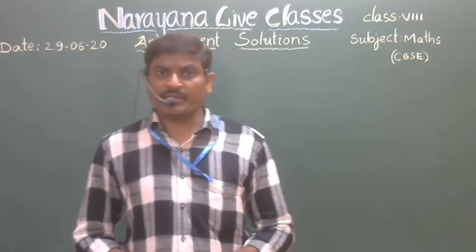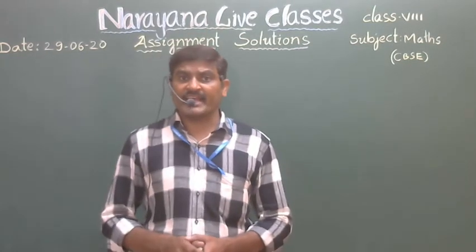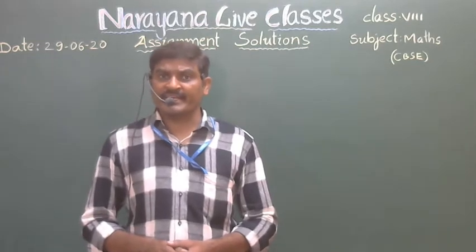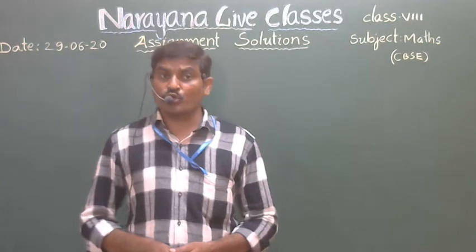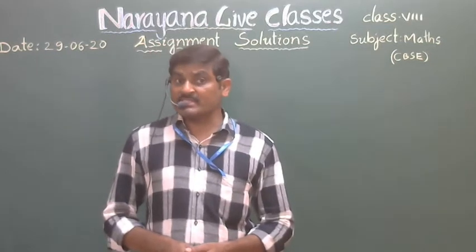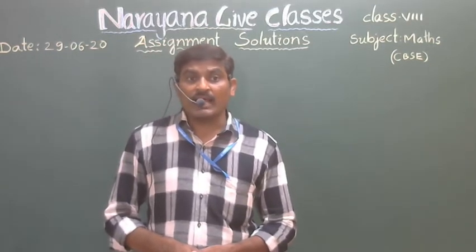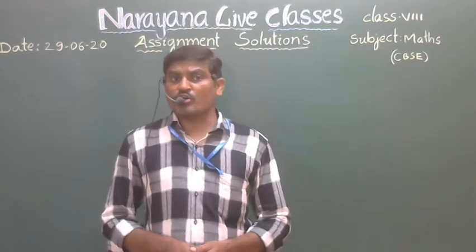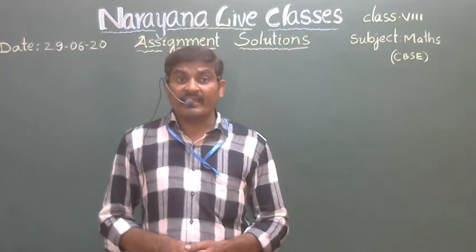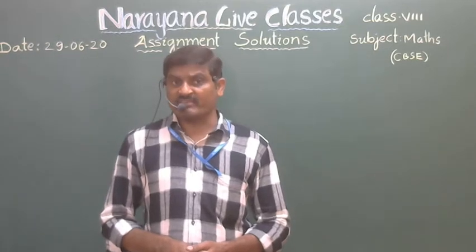Today I am going to explain the key of the 29 June 2020 dated assignment solutions. This assignment contains two Romans. First Roman has two sums and second Roman has one sum. Now the first Roman: simplify and solve the following linear equations.